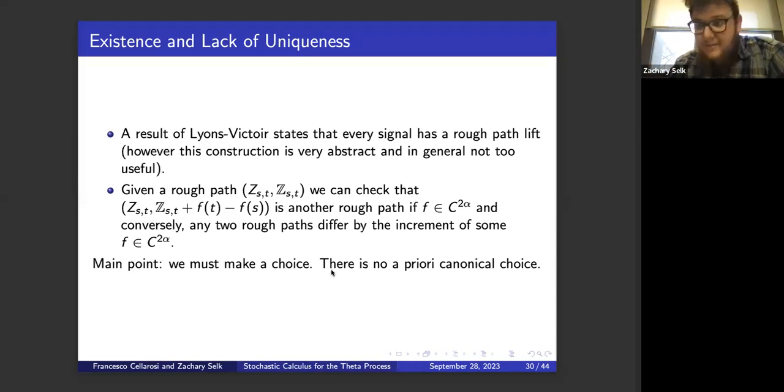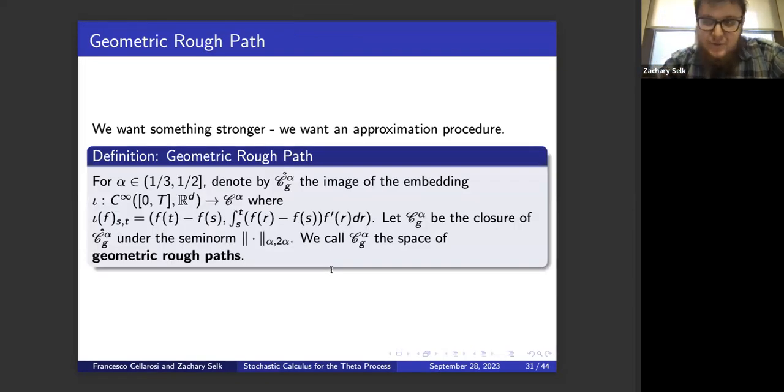And the point is, we have to make some choice. We have to make a choice that is reasonable, and one of the best choices we can make would be an approximation. A geometric rough path is a rough path that you can approximate, in the metric that we defined earlier, by smooth paths or by piecewise smooth paths. If we have a smooth path, we can canonically enhance it with its Riemann-Stieltjes integral, and then we can approximate all of these other rough paths, and the ones that we can approximate are these geometric rough paths.